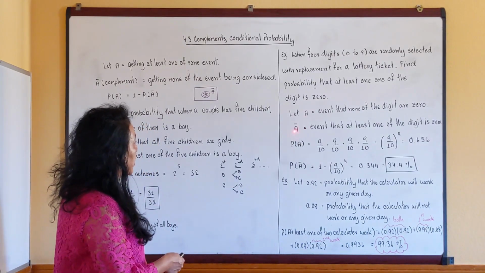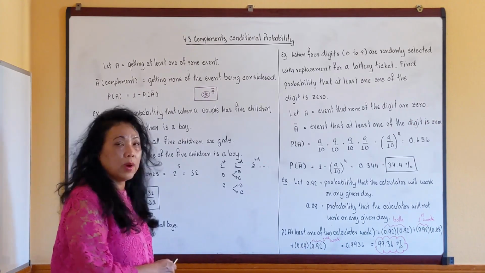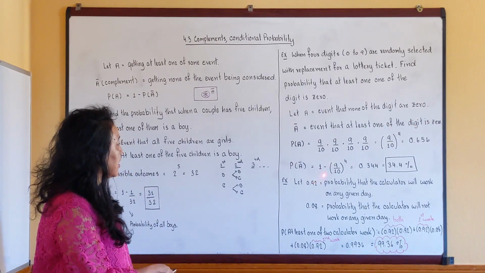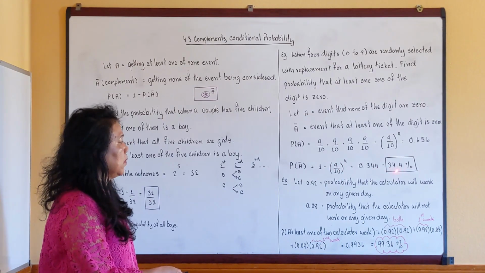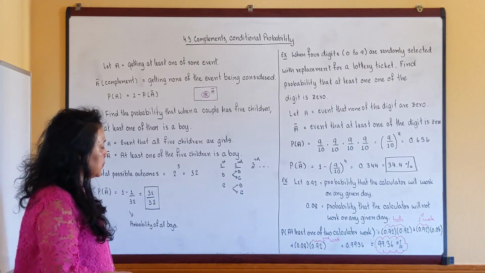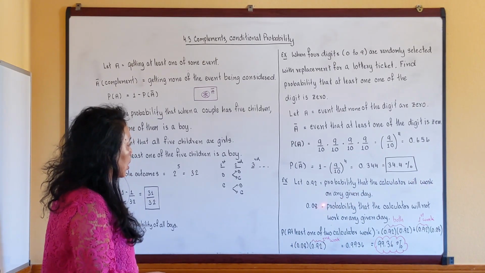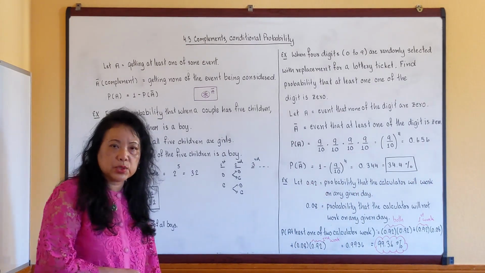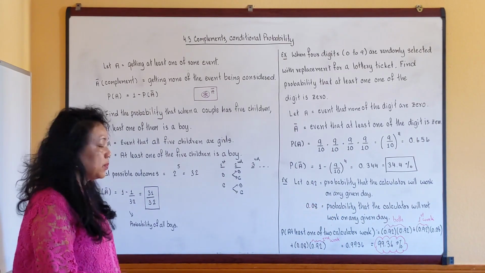Now, they want to find the probability that at least one of the digits is 0. One of them is 0 will be 1 minus none of them is 0, which is 34.4%. The next one, the probability that the calculator will work on any given day is 92%. So not working on any given day would be 8%.